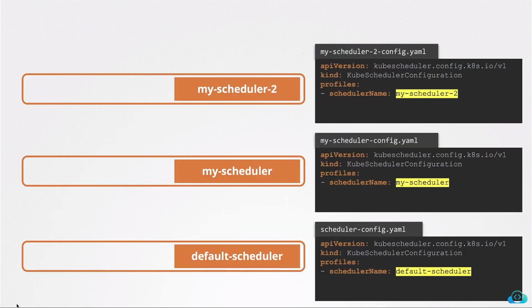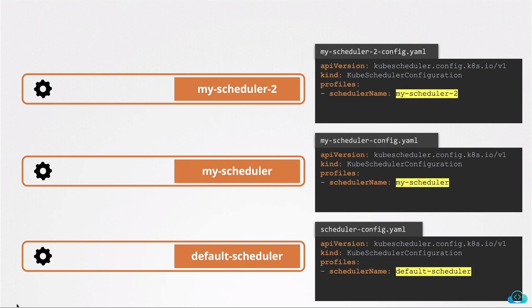So taking a step back, earlier we talked about deploying 3 separate schedulers, each with a separate scheduler binary. So we have the default scheduler, and then my scheduler, and then my scheduler 2. Now all of these are 3 separate scheduler binaries that are run with a separate scheduler config file associated with each of them. Now that's one way to deploy multiple schedulers.